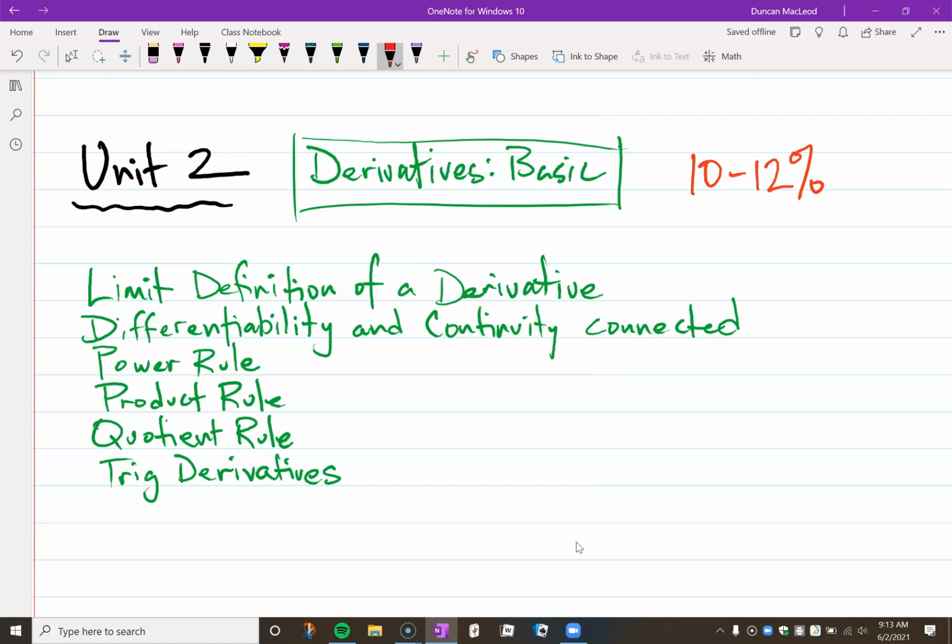Limit definition of a derivative. Oh, I can't even use the number generator. Dana, I haven't called on you for quite a while. This is going to be a tough one. Do you remember the limit definition of a derivative? Okay, because you guys are going to have to.